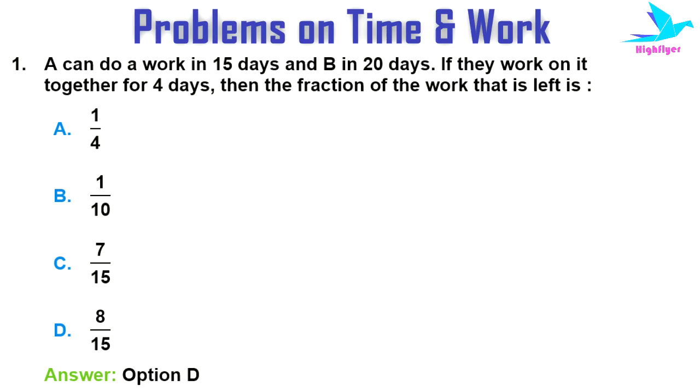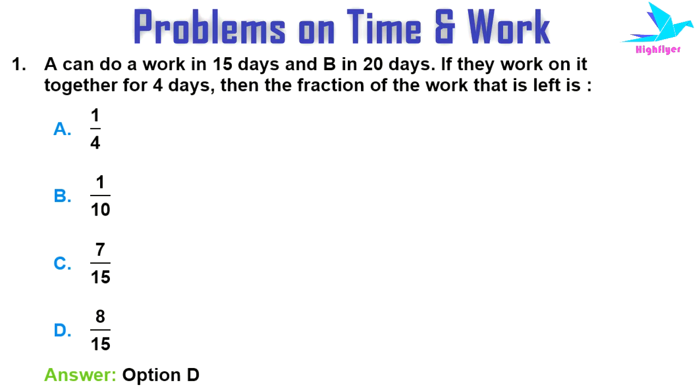A can do a work in 15 days and B in 20 days. If they work on it together for 4 days, then the fraction of the work that is left is, the options are 1 by 4, 1 by 10, 7 by 15 or 8 by 15. The right option is option D, 8 by 15.